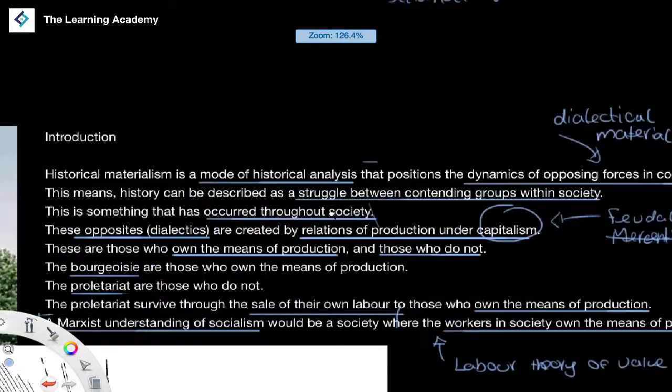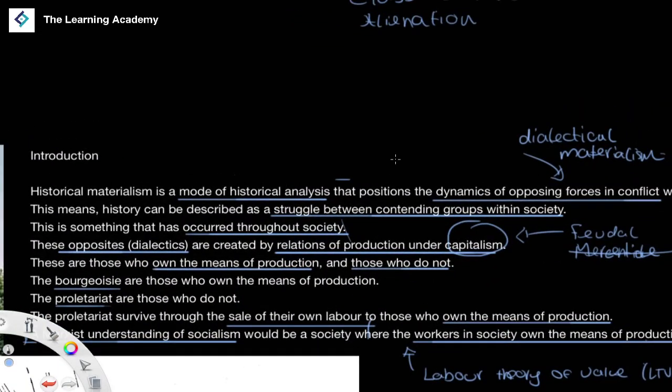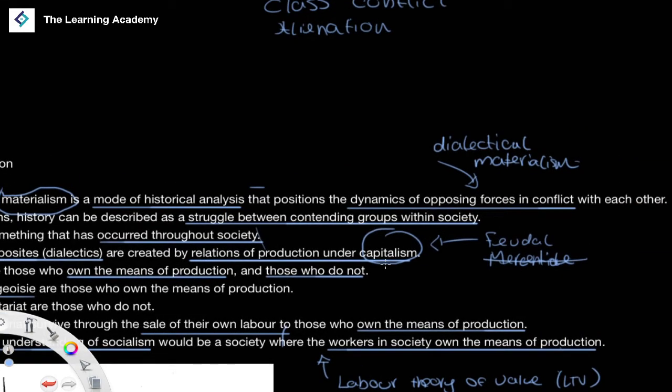So historical materialism is what we would describe as a mode of historical analysis. And what this means is it's a way in which we can explain how history develops, how people and societies develop throughout history. And historical materialism places the material conditions of individuals at the center of this historical analysis. And it also positions these individuals, these material conditions, as dynamics of opposing forces that are in conflict with each other. Now, this is known as something called dialectical materialism.